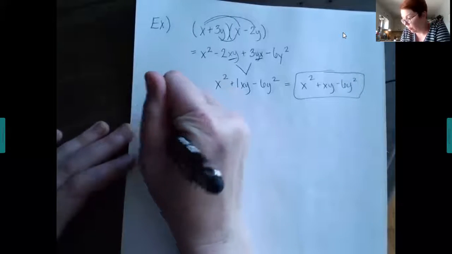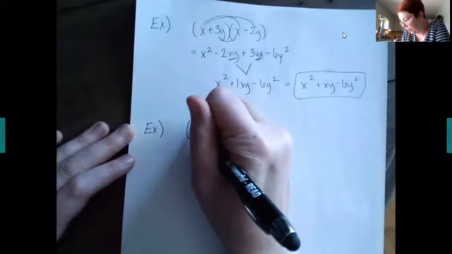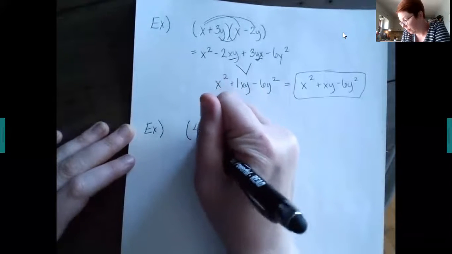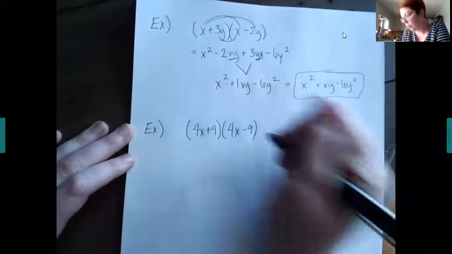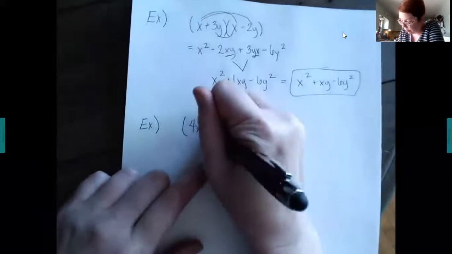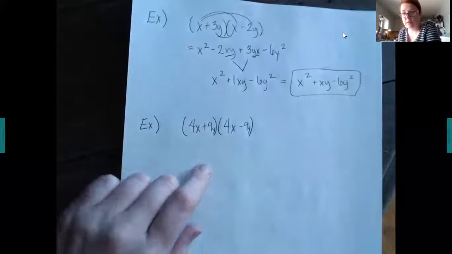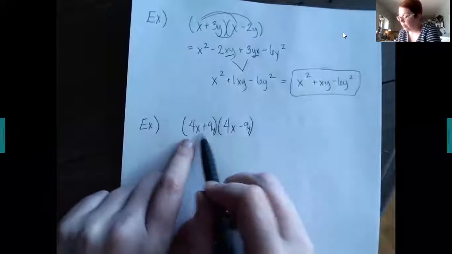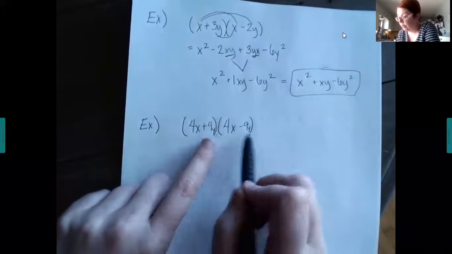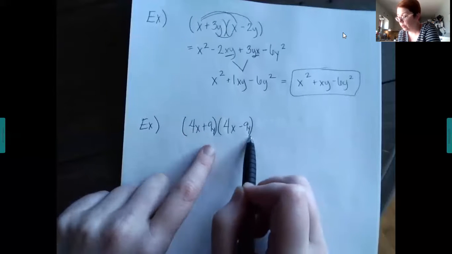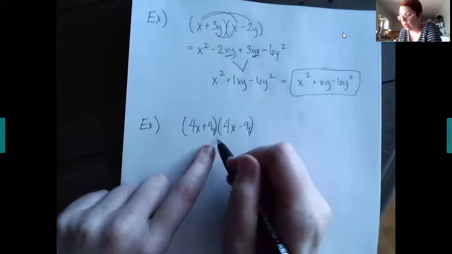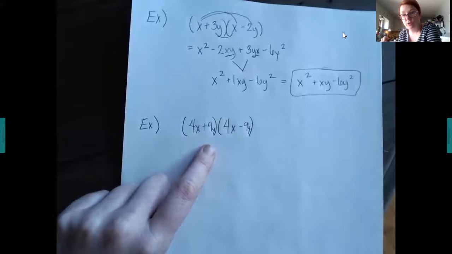All right, let's do one more. Oh, wait. Throw some y's on there. So again, we see that we have same stuff, different signs. So when we multiply these two out, this is the only time you get something with just 2 terms at the end, okay?